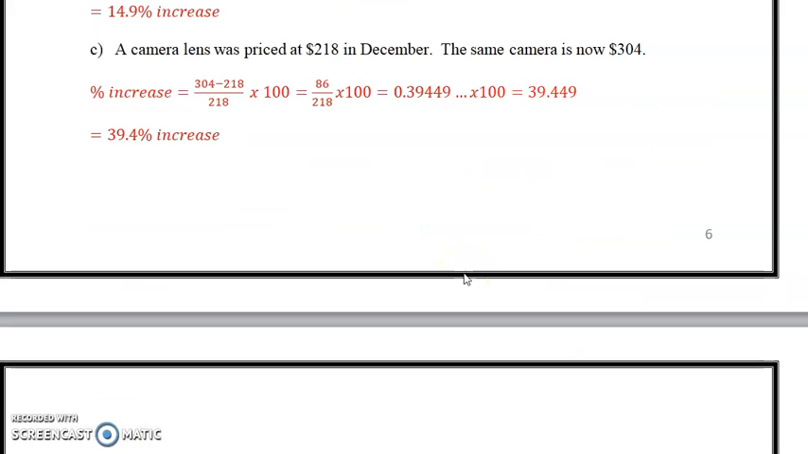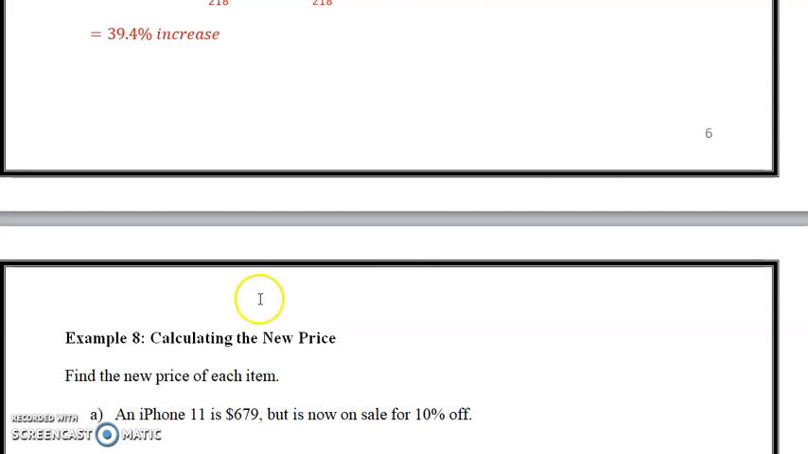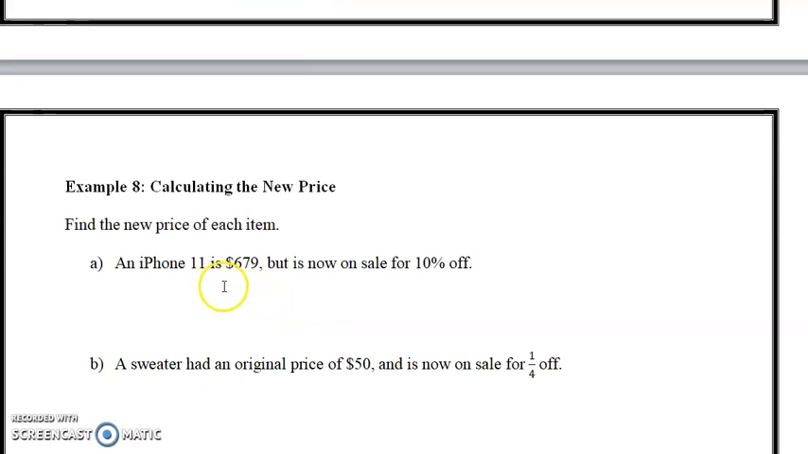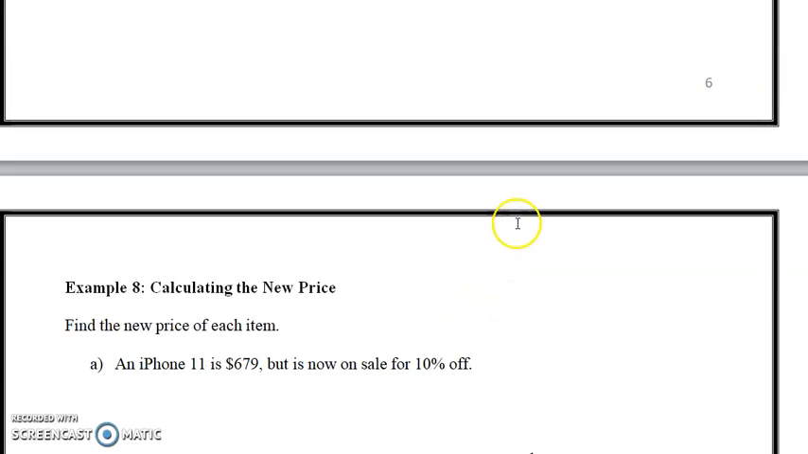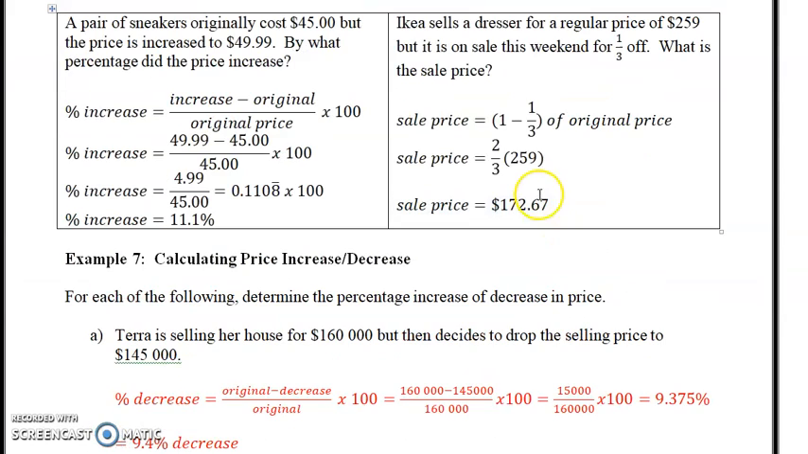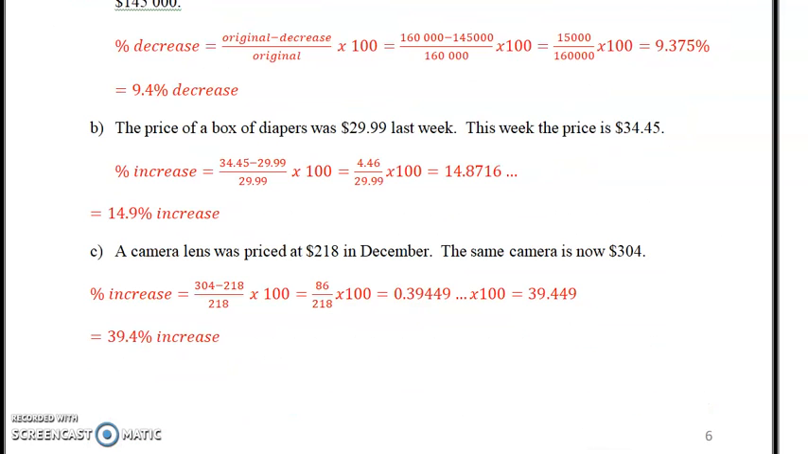Okay? Look at example 8, calculating the new price. So it says an iPhone 11 is priced at $679. But it's now on sale for 10% off. So there are a couple ways you can approach this question. What I do is I take the price and I multiply it by 90%, because that'll give you the new price. Similar to the formula that we had up here, right? Or the sale price. So the sale price is equal to 1.